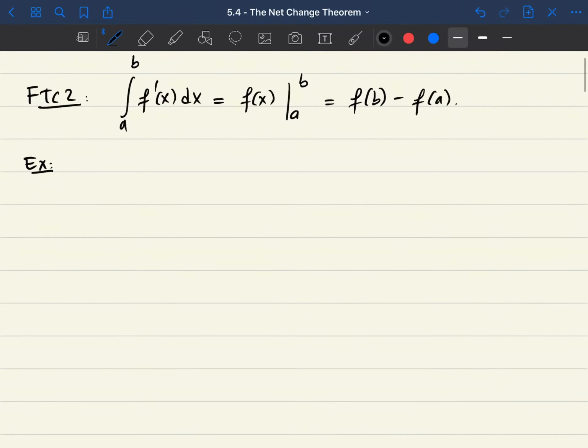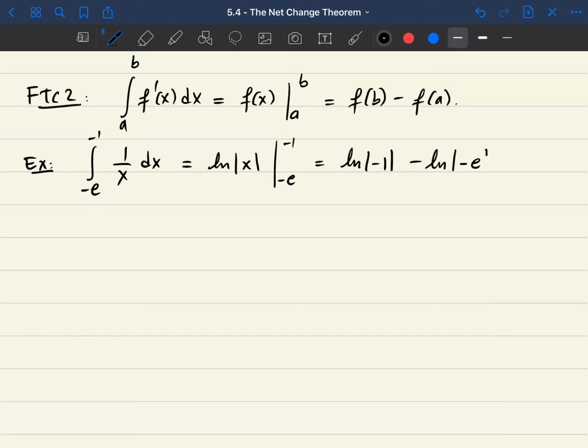this theorem. So for example, if you have to integrate from negative e to negative 1 the function 1 over x dx, then according to this FTC2 we have, remember, the most general antiderivative of 1 over x is ln of absolute value of x. So you first plug in negative 1, so ln of absolute value of negative 1 minus ln of absolute value of negative e. So this is equal to ln 1 minus ln e. Remember, ln 1 is 0 and ln e is 1. So this is equal to negative 1.